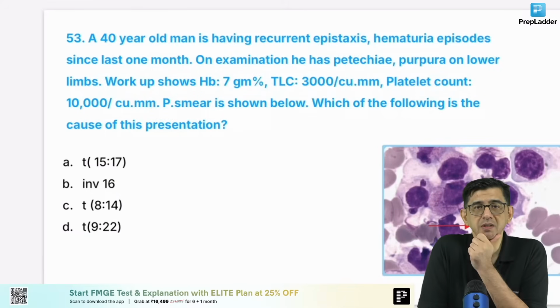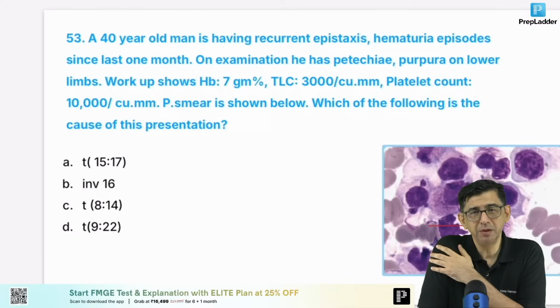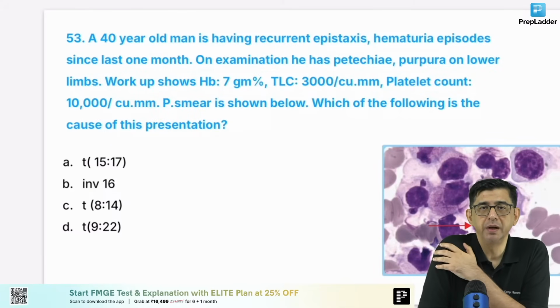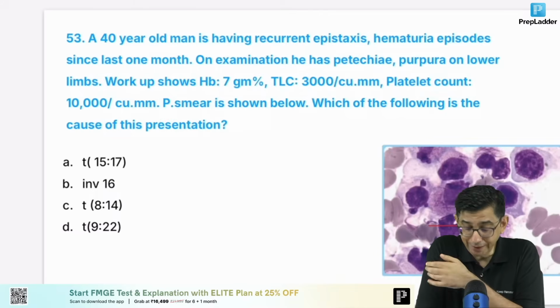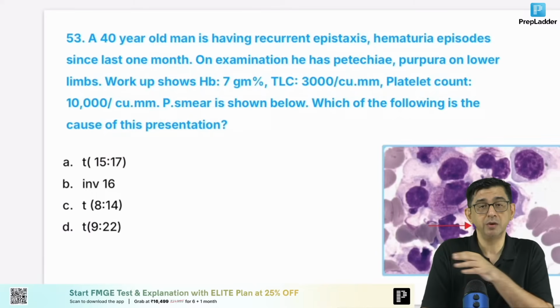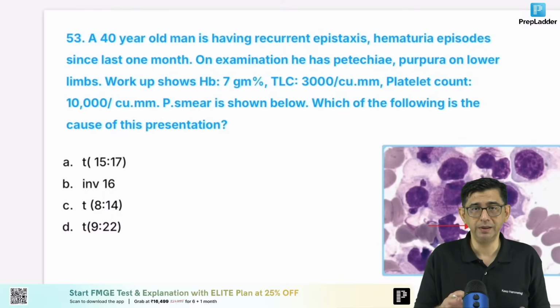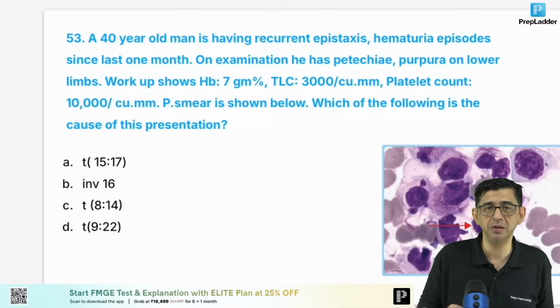So we have this person who's having recurrent episodes of epistaxis and hematuria since 1 month. So bleeding manifestations are described. And then he's having petechiae and purpura on the extremities with low hemoglobin. TLC is also on the lower side. Normal is like 4,000 to 11,000. It's only 3,000. And the platelet count is only 10,000. So he's talking about bleeding manifestations with anemia and leukopenia occurring. So all of these go in favor of a malignancy, a hematological malignancy.